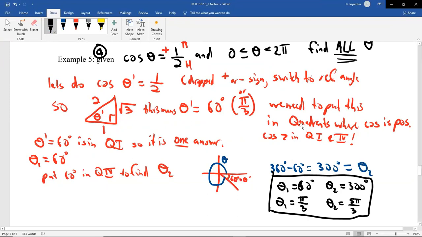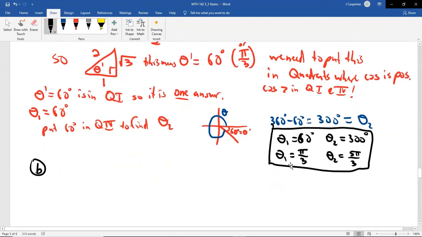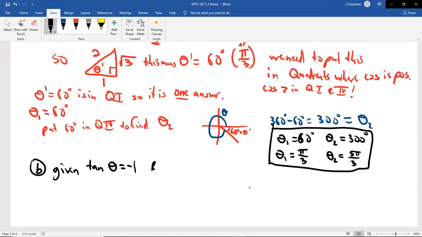All right. B. Given that the tangent of our angle is -1, and our angle has to be between 0 and 2 pi, find all angles.